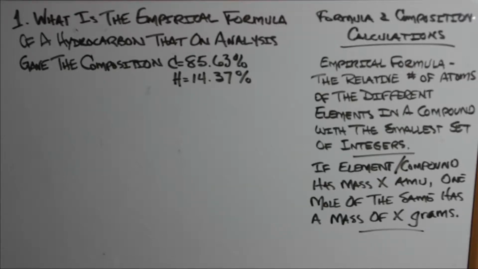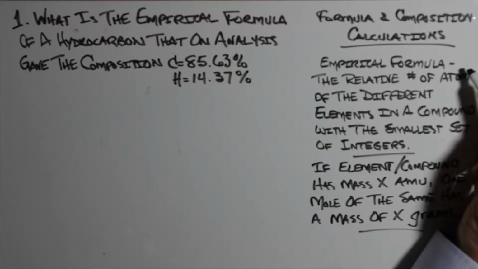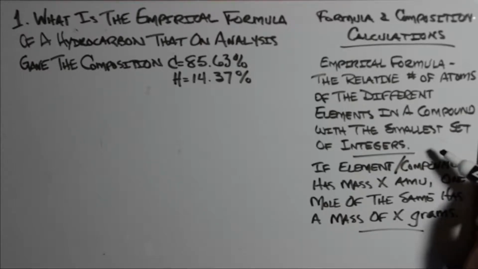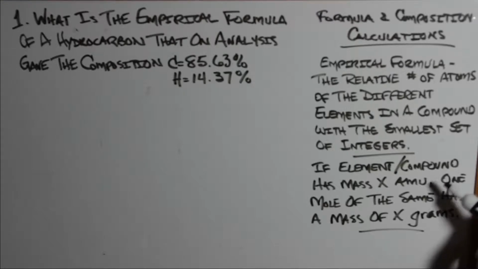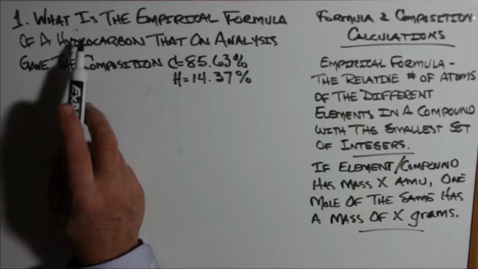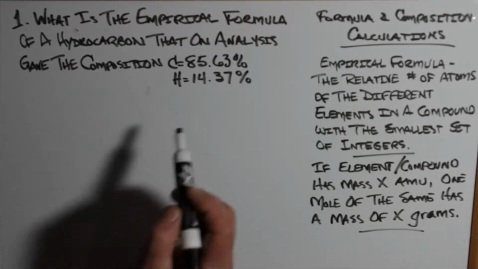This is the beginning of a problem set on formula and composition calculations. The important thing to remember is an empirical formula gives the relative number of atoms of different elements in a compound with the smallest set of integers or whole numbers. Also, we'll be using the idea of the mole. If an element or compound has a mass of so many atomic mass units, 1 mole of the same element or compound has the same mass in grams or any other unit of weight or mass.